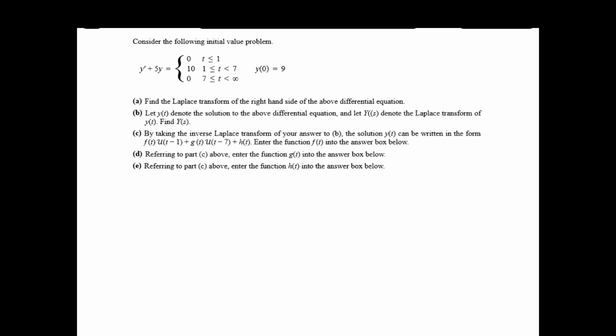Okay, so find the Laplace transform of the right-hand side of the above differential equation. And we could do that no problem. Let me just check how much battery I got on my laptop. Oh my god, I got 8%. Okay, hold up. One sec.